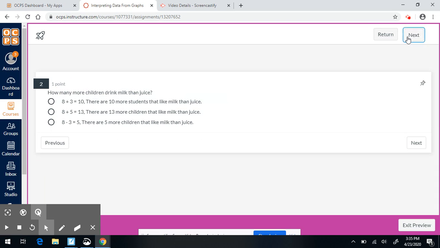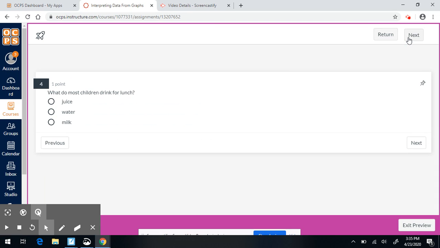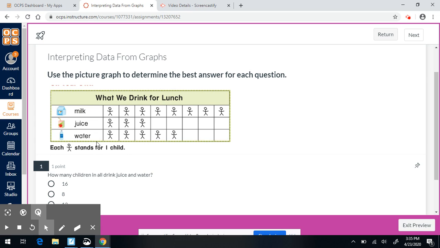All right, next. How many fewer children drink water than milk? 8 minus 5 equals 3. 8 plus 5 equals 13, or 5 plus 3 equals 8. Again, it's how many fewer children drink water than milk. So look back on the chart. How many fewer drink water than drink milk?